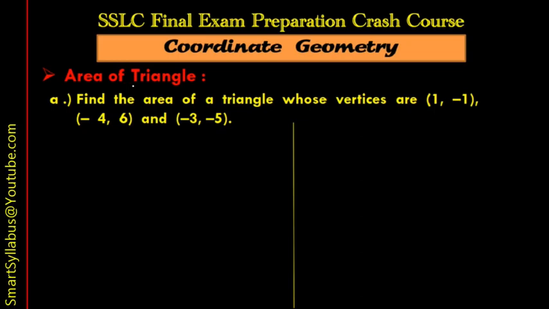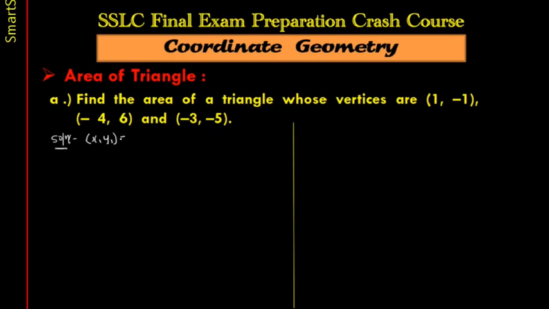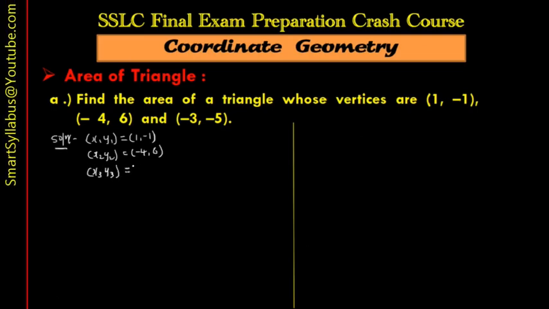Okay students, under the area of triangle, this is the first sum: find the area of the triangle whose vertices are (1, -1), (-4, 6) and (-3, -5). For the solution, first make these values equal to x1 y1, x2 y2 and x3 y3. It will be very easy. So x1 y1 is the first coordinate, (1, -1). Next x2 y2 is (-4, 6). Then x3 y3 will be (-3, -5).